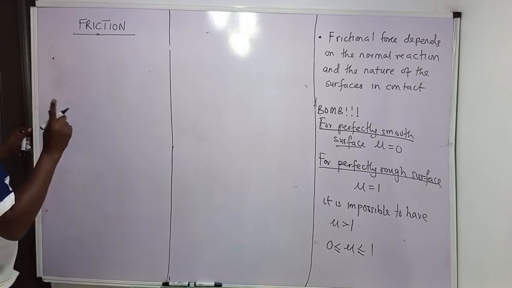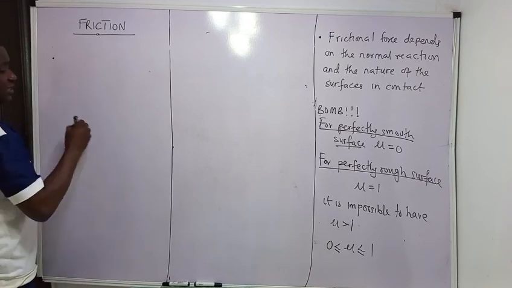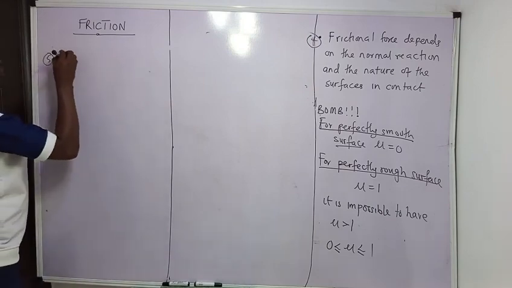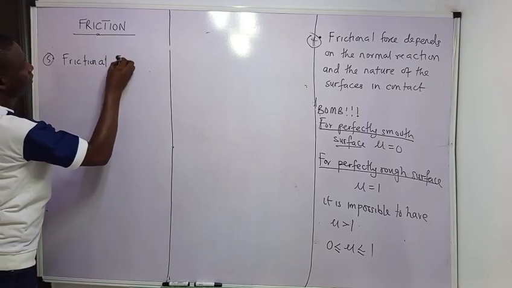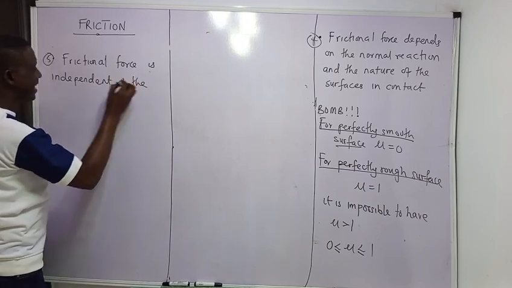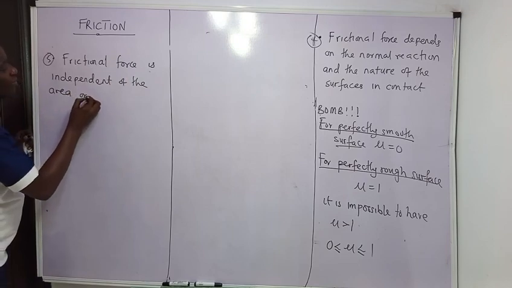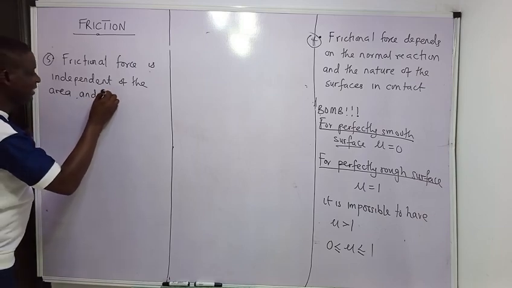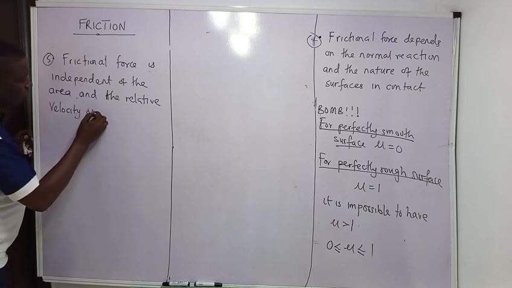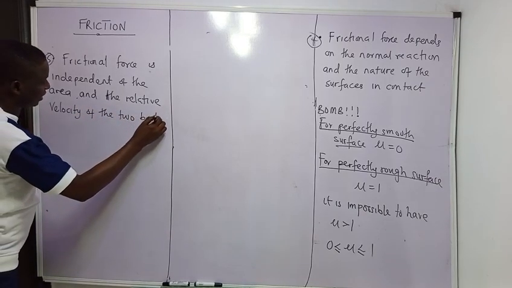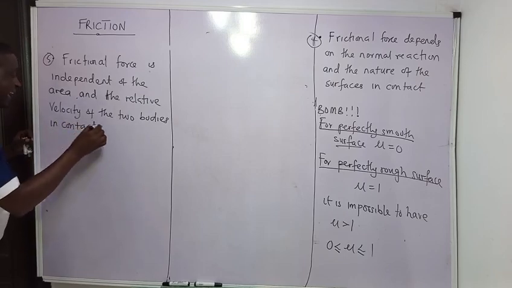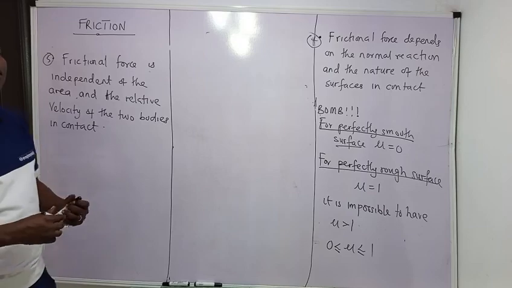Now, we need to talk about the last one. This is number 4, and then number 5, which is the last one. I give you 1, 2, 3, 4. The last one is that frictional force is independent of the area and the relative velocity of the two bodies in contact. So that means it is independent of the size, the area, and the relative velocity of two bodies in contact.